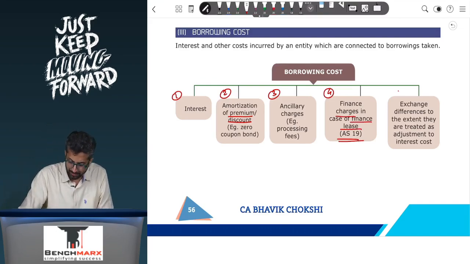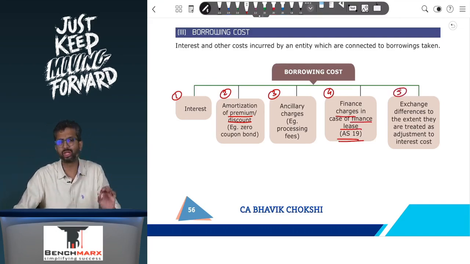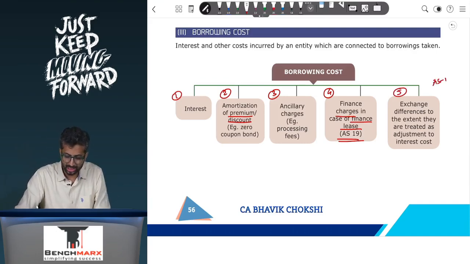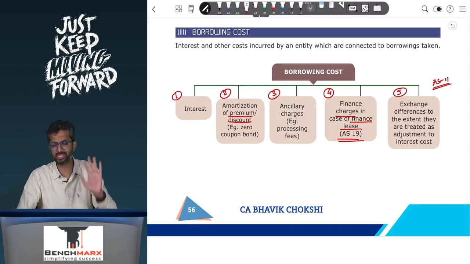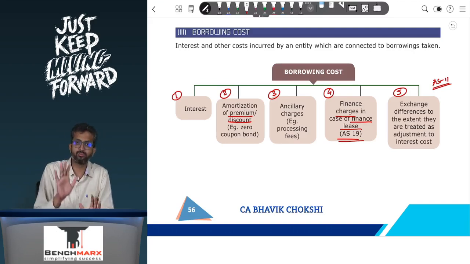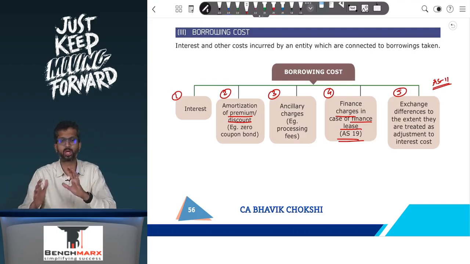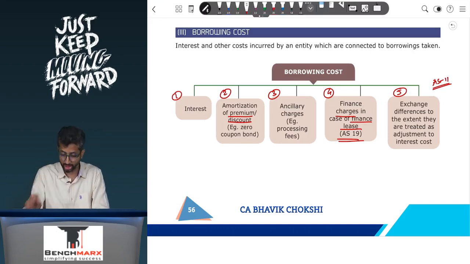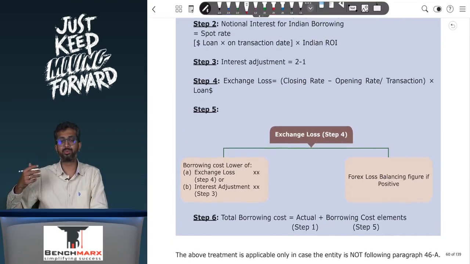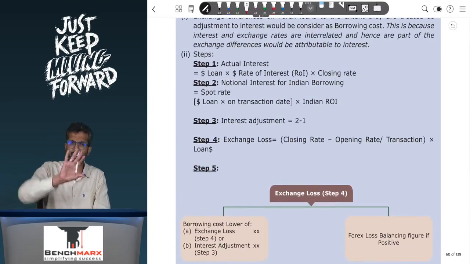Now, point number 5 is regarding exchange differences, some foreign exchange losses. Usually, you will study this along with AS 11. Now, foreign exchange losses as per AS 11 usually go to the P&L account. However, in certain cases, you can say that there is some borrowing cost element over here. We will do this probably later. We will first figure out general borrowing cost and then come to the specific adjustment. So if you go to the next page, this entire next page is pertaining to a few steps for this foreign exchange element. For the timing, I will keep that aside.